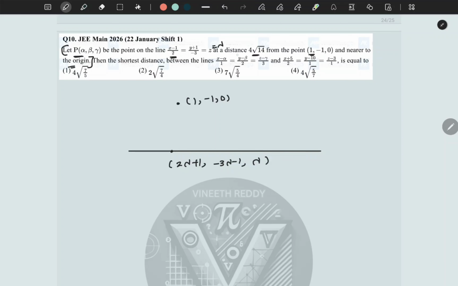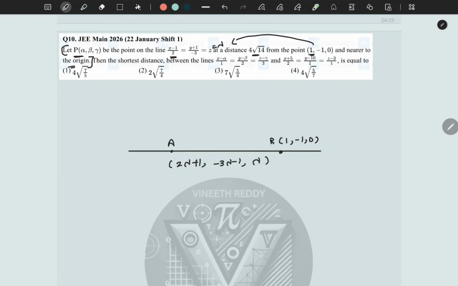Let P be the point on this line at a distance of 4 root 14 from the point. Acha, and one more interesting thing is this point also lies on this line. Right, how do we know that? Replace x with 1, we get 1 minus 1 is 0. And replace y with minus 1, we get minus 1 plus 1 is 0. And z with 0. So that means this point is somewhere here. That is 1, comma, minus 1, comma, 0.